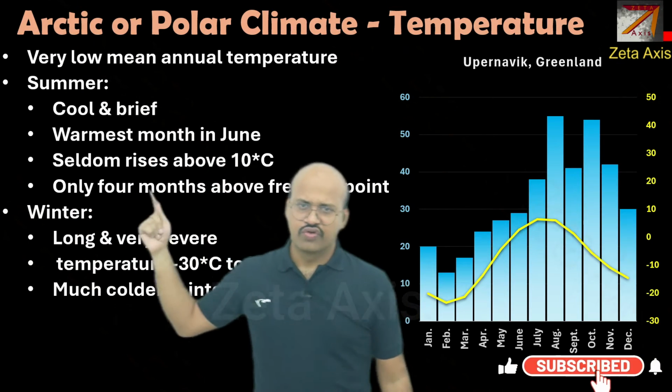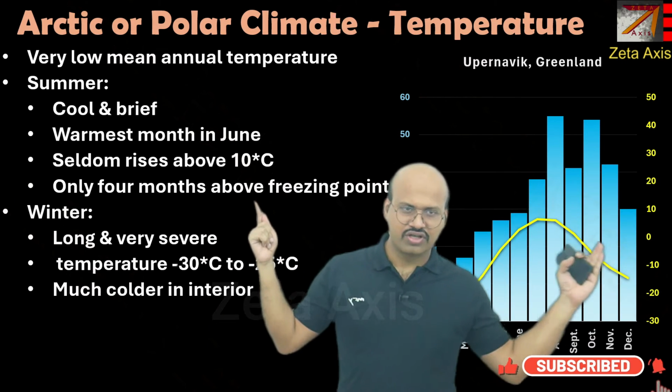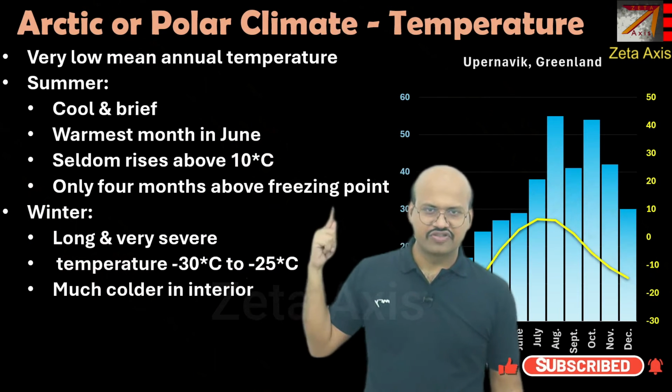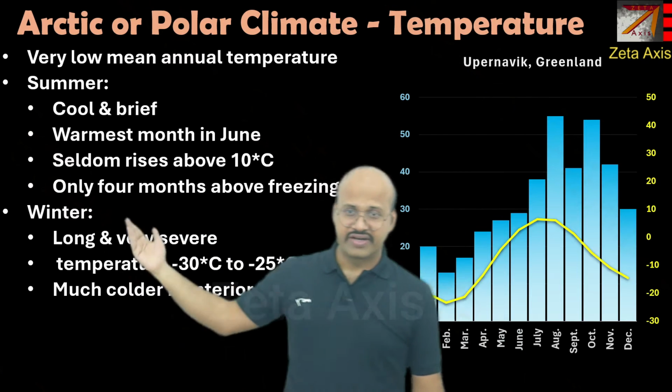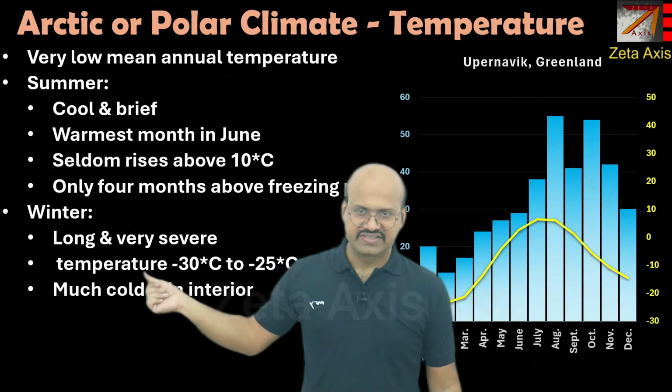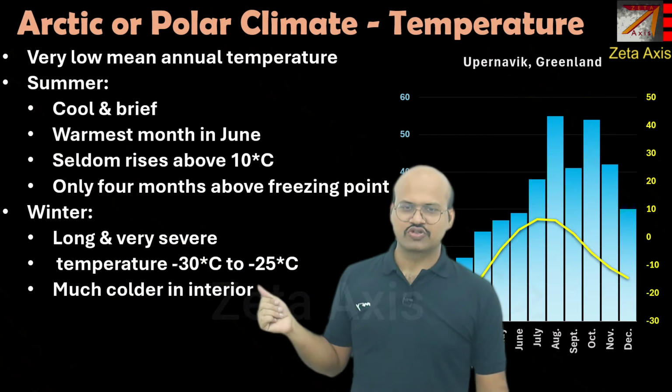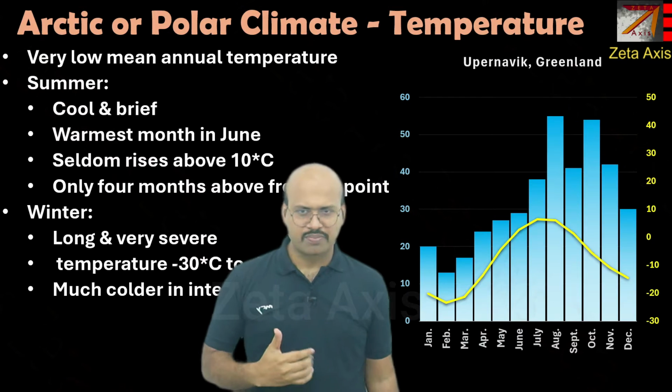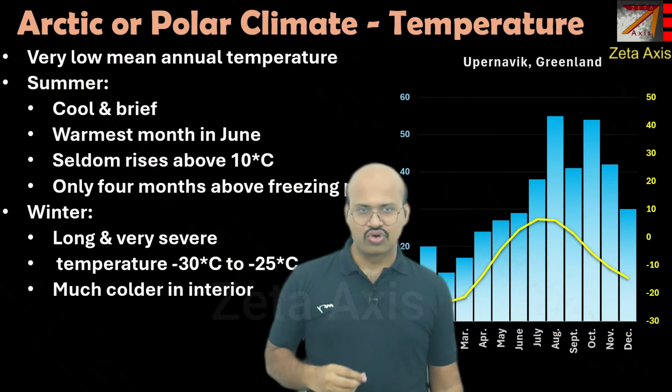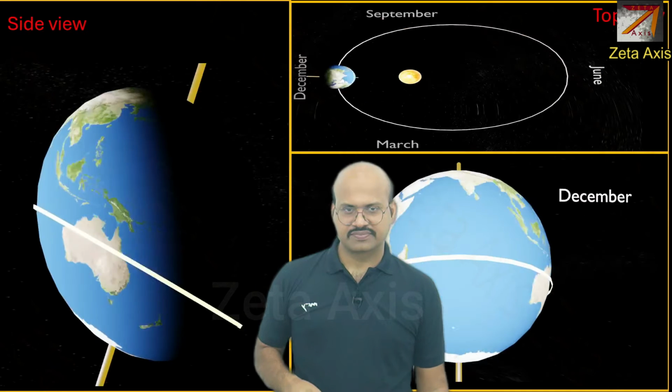There are only 4 months. We can clearly see there are only 4 months where the temperature is above 0 degrees Celsius. Winter is very long and very severe. Temperatures of -30, -25 degrees Celsius are normal over here, and it is even much colder in the interior part.